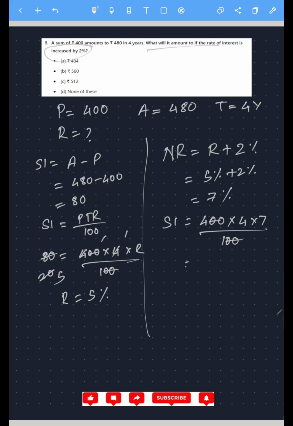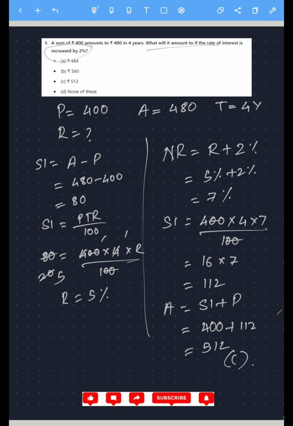Zeros cancel, 16 sevens, that is nothing but 112, as we know the 16 table. Amount is equal to simple interest and principal combination, that is 400 plus 112, that is equal to 512, which is our option C.